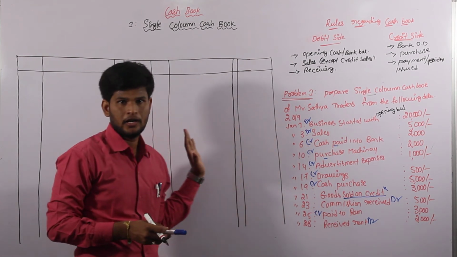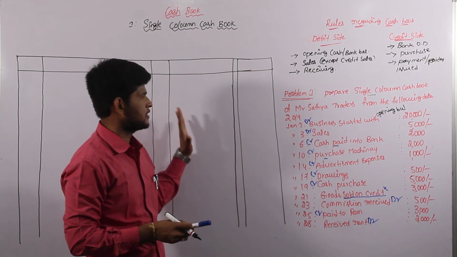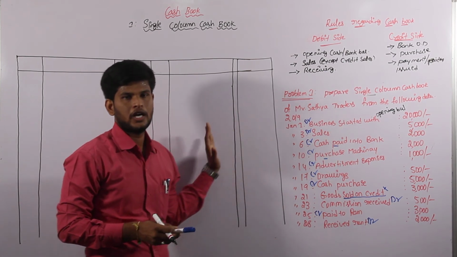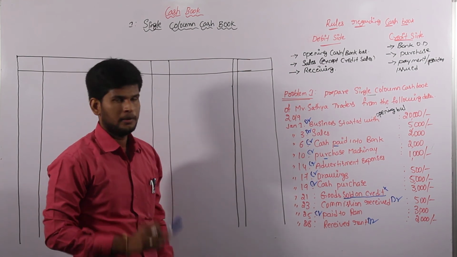But in our single column cash book, we don't want to consider it as a contra entry, because there is no cash and bank balance. We have to prepare the amount in one column only. That is nothing but the cash column. There is no bank column.